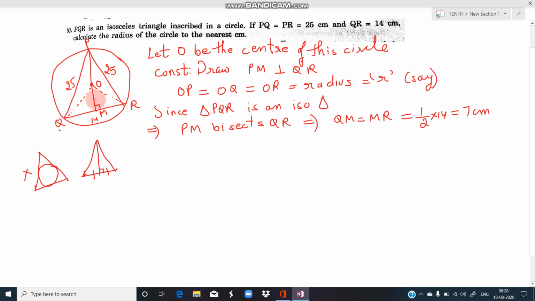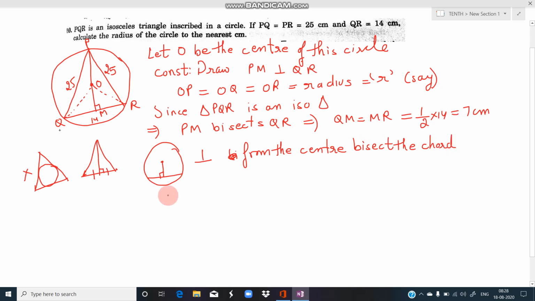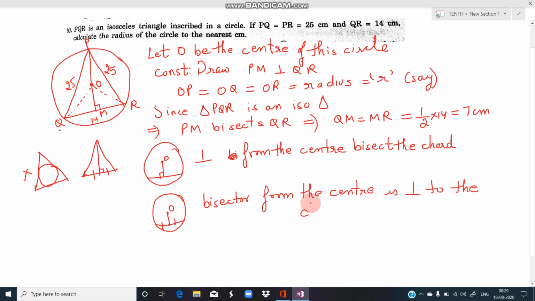Now we have to prove that this point O lies on PM. How are we going to prove it? Now in the beginning of the chapter we have done a theorem that if there is a circle and a chord, and I draw a perpendicular from the center to the chord, then the perpendicular will bisect the chord. दूसरा हमने किया कि अगर एक circle में from the center I draw a bisector, that bisector from the center is perpendicular to the chord.